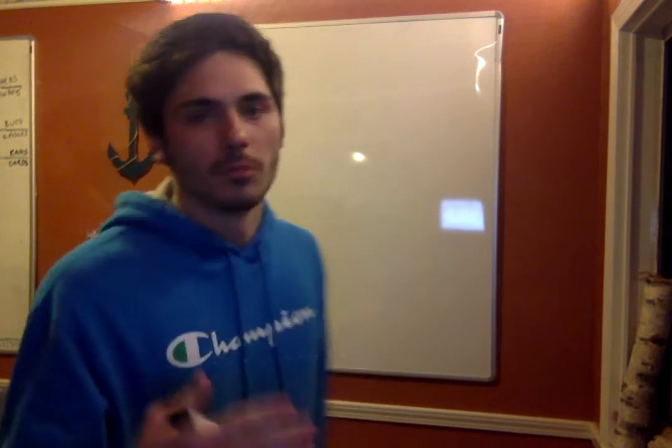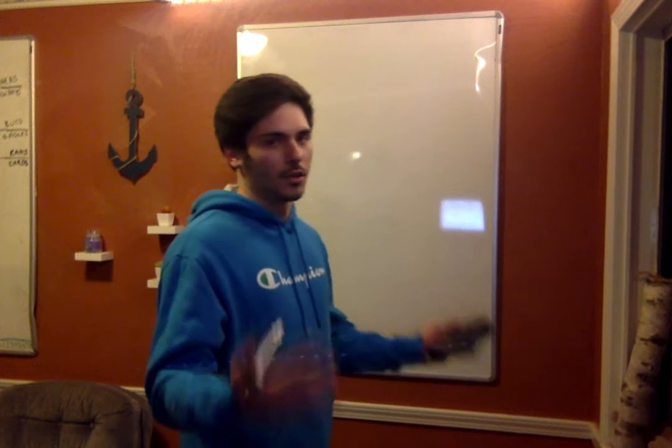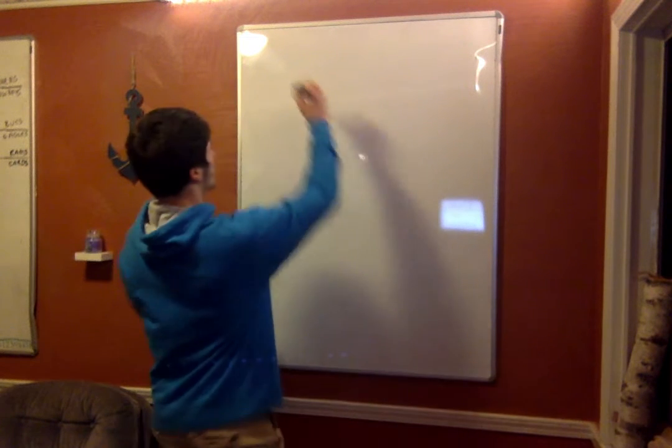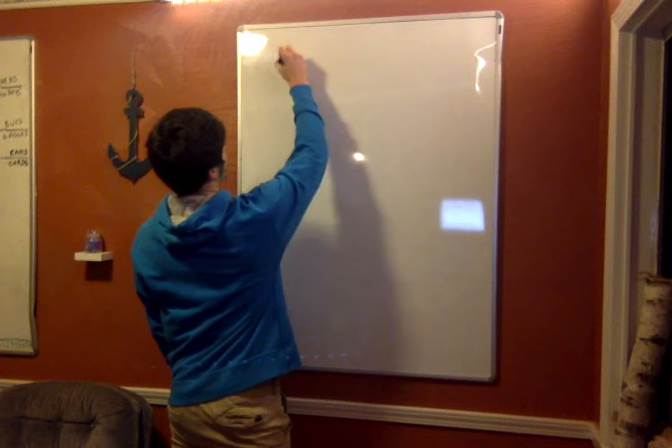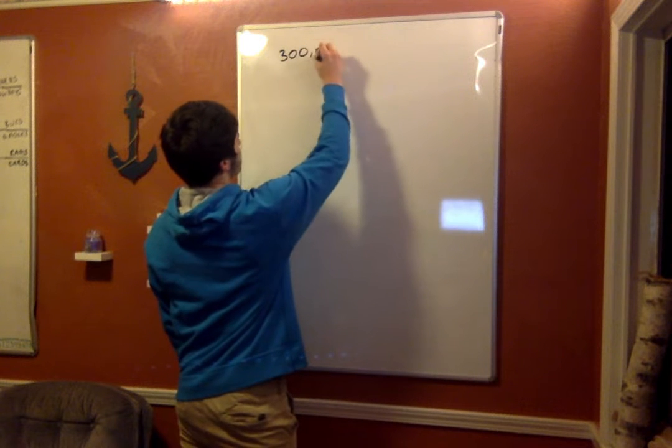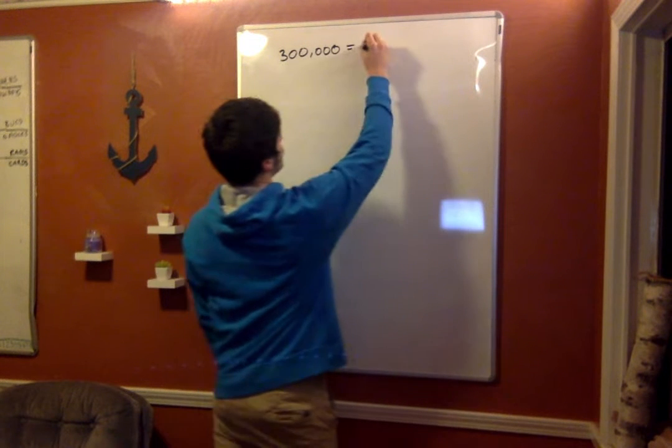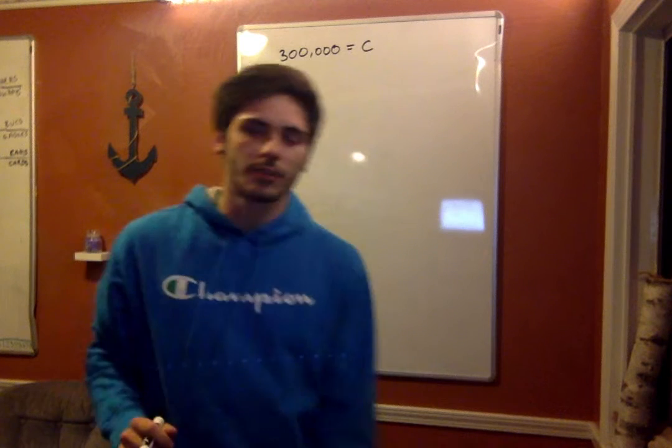The cost is going to be simply what they invested. So what did they invest? $300,000. And we'll do C for cost.